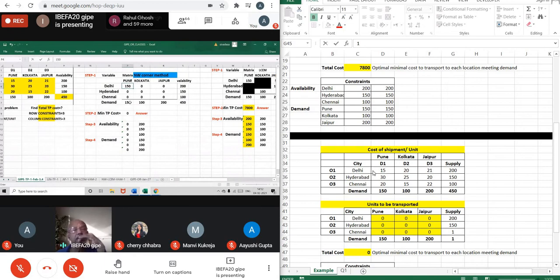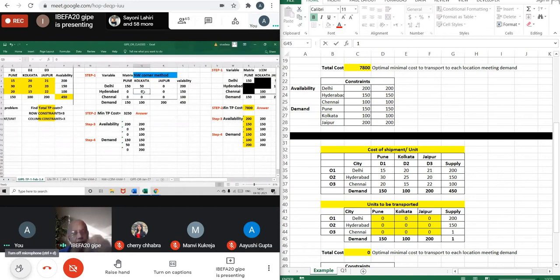But does Pune want anything from Hyderabad and Chennai? No, sir. There will not be any need for Pune to take anything from Hyderabad. Okay. How many are remaining at Delhi now? 50, sir. Immediately transport to Kolkata. Is it possible to send to Jaipur from Delhi? No, sir. How many more do you want for Kolkata? 50 more, sir.